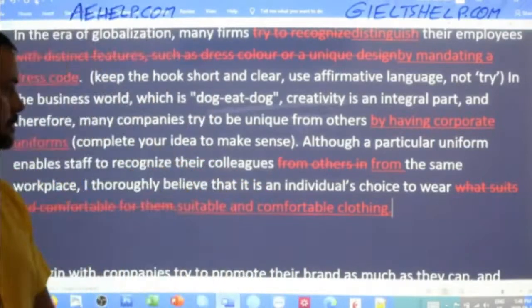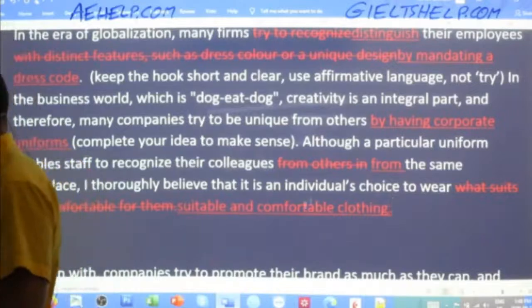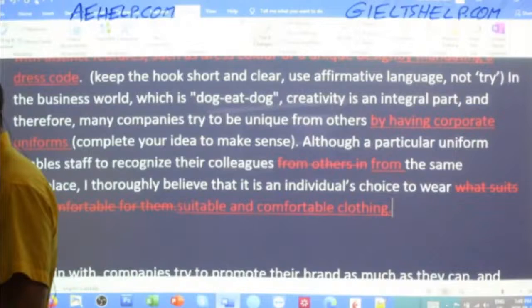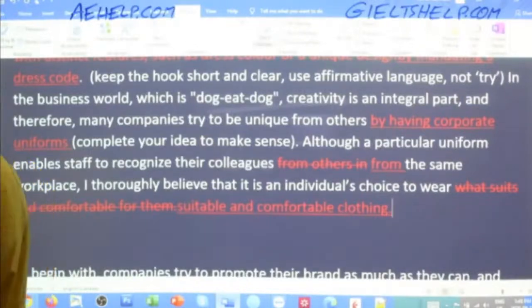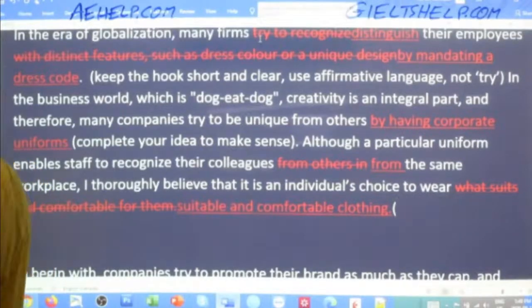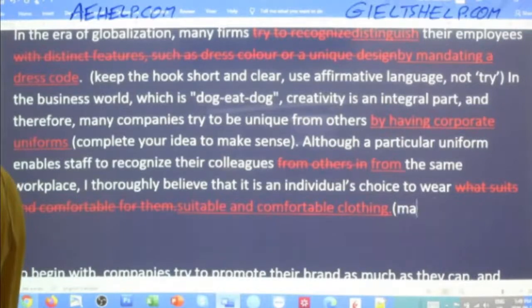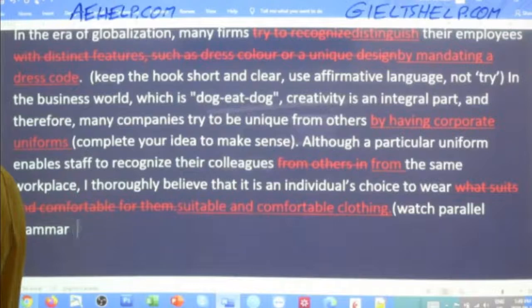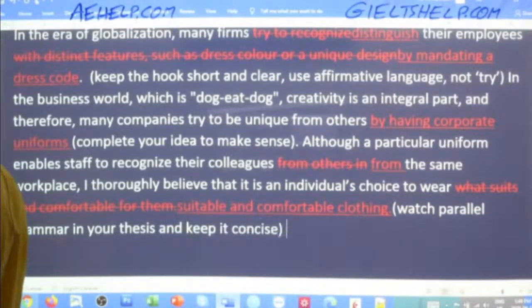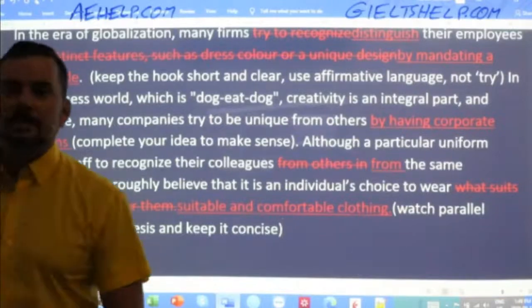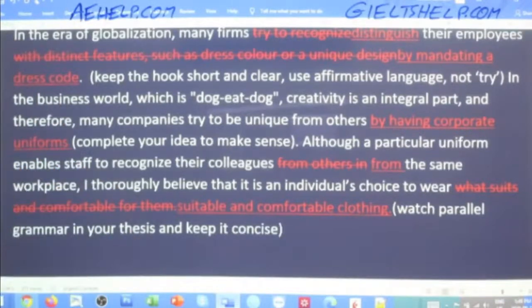All right, so here, in the comment bubble, I would make a comment like: watch parallel grammar in your thesis. Generally speaking, you have to watch parallel grammar, but especially in your thesis, and keep it concise. Okay? So that would be my comment bubble there. All right?